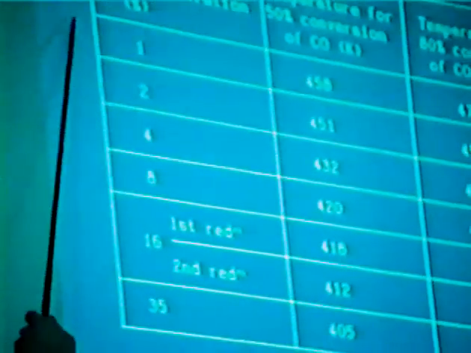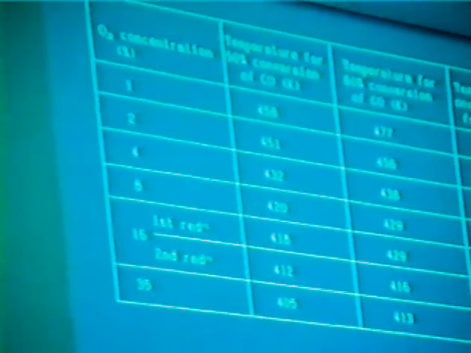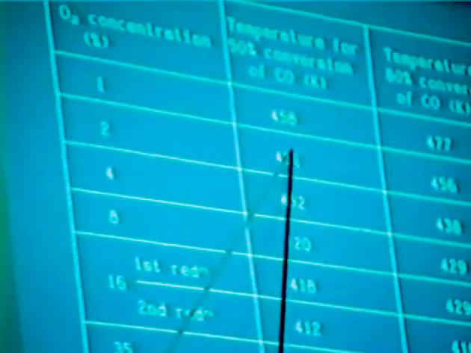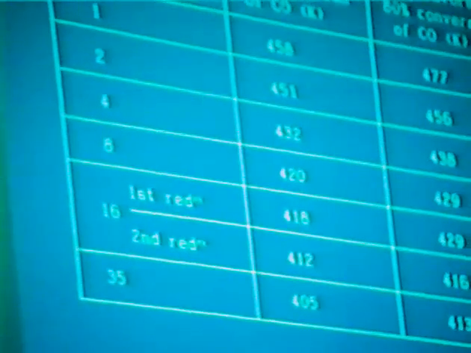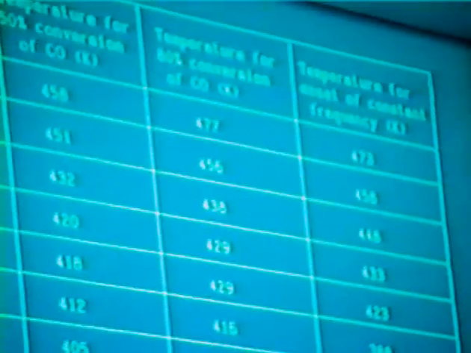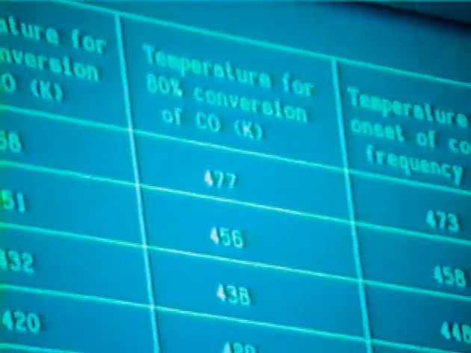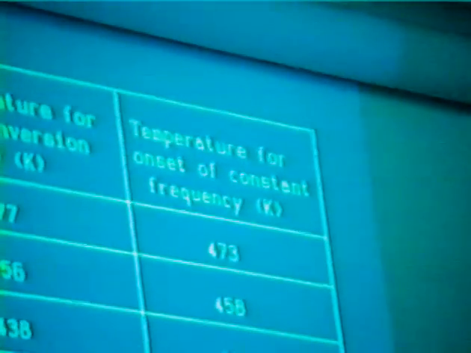What I've done here, I don't know if you can see these values, but it's not really important. We have 1% CO, and then I'm increasing the concentration of oxygen in the flow, and looking at the 50% conversion. And as we might expect, as we increase the oxygen concentration, there's a gradual decrease in the light-off temperature. However, probably more important is if we then take the 80% conversion temperatures and compare these with the temperature at which the onset of the carbonyl stretching frequency becomes invariant, then we see some degree of correlation.